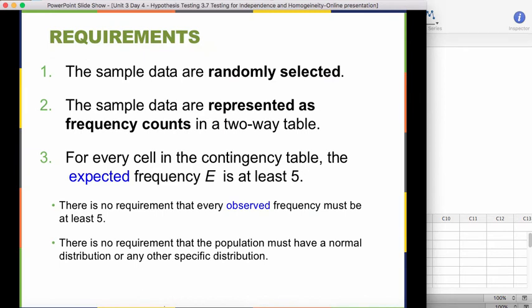Again, there are basic requirements to use a contingency table and to run the chi-squared test for independence. For one, the sample data are randomly selected. The sample data are represented in frequency counts in a two-way table. And for every cell in the contingency table, the expected frequency, E, is at least 5. Now again, there's no requirement that every observed frequency must be at least 5, but the calculation of the expected frequency should be at least 5. And again, there's no requirement that the population must have a normal distribution or any other specific distribution. So you do not need to test for normality when doing this.